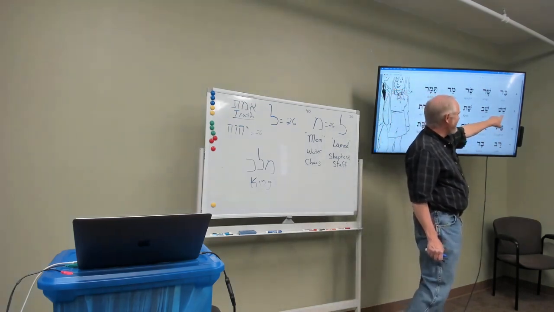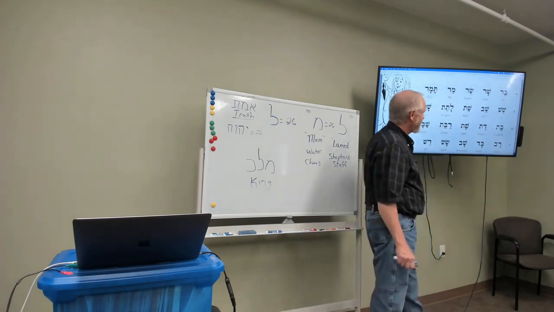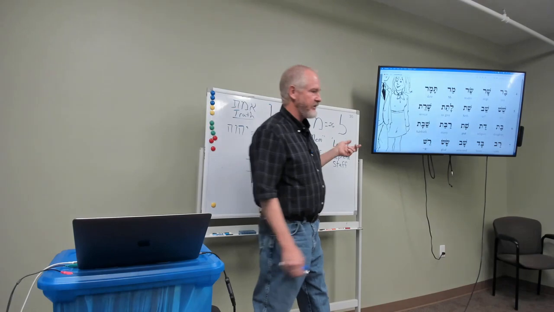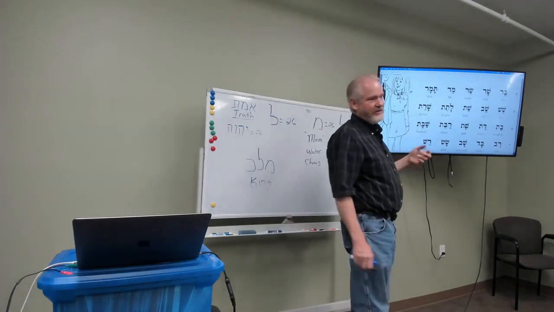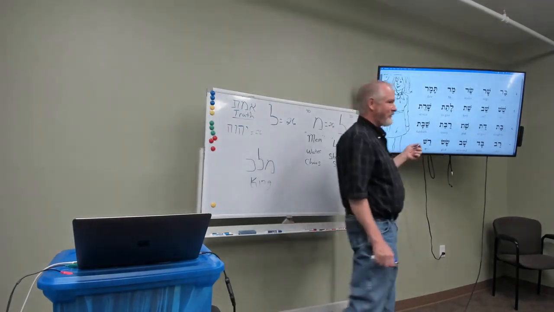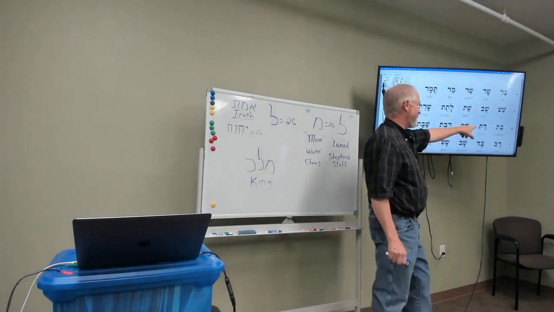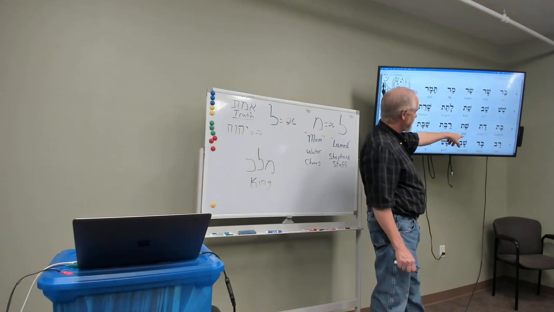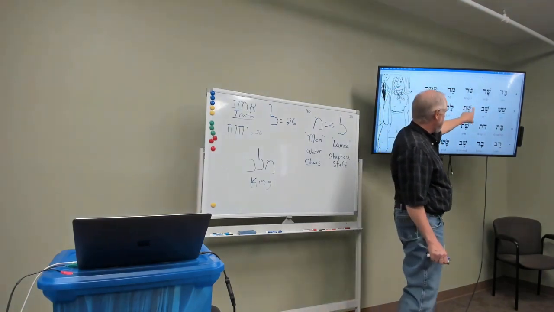Line 5. Shesh. Shesh, isn't that amazing? 6 is shesh. How do you say 6 in Spanish? Seis. Oh, I wonder where it all came from, right? It goes back to the Hebrew. Shave. Shate.